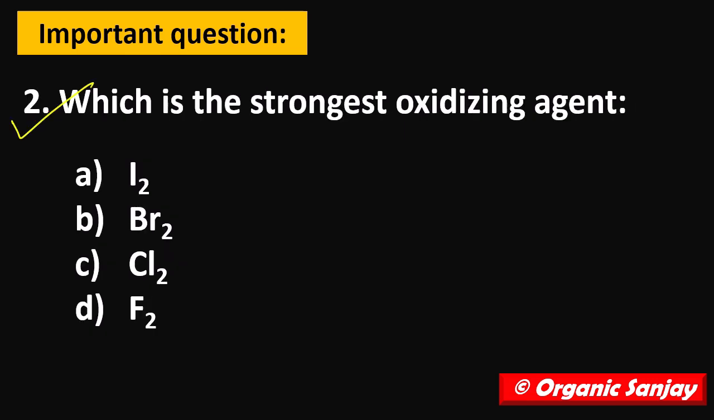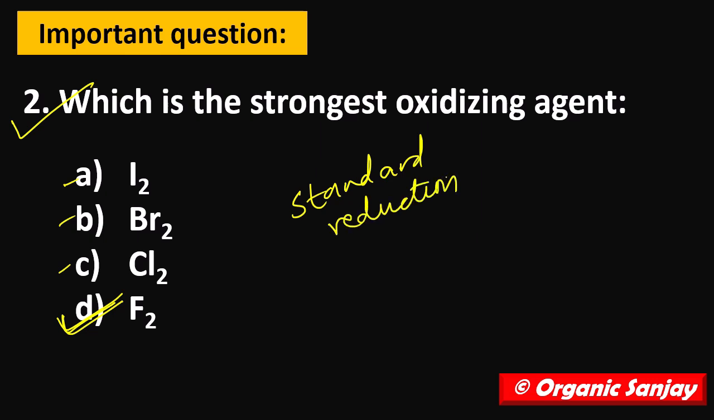Question number 2. Which is the strongest oxidizing agent? So among these four options, which is the strongest oxidizing agent? So the right answer is fluorine. Fluorine has the highest value of standard reduction potential. It means it has a high ability to get reduced.